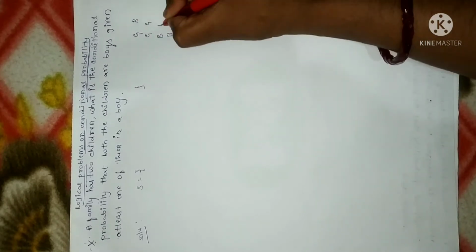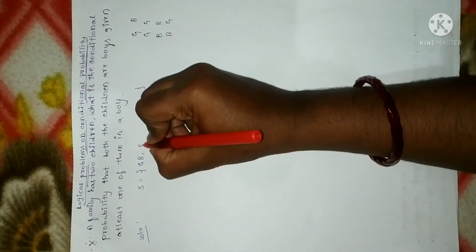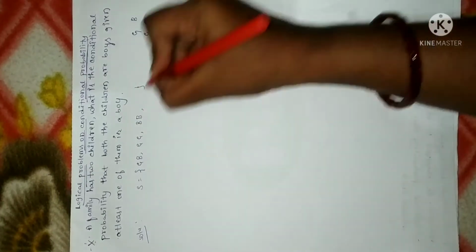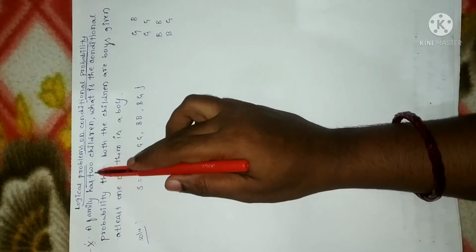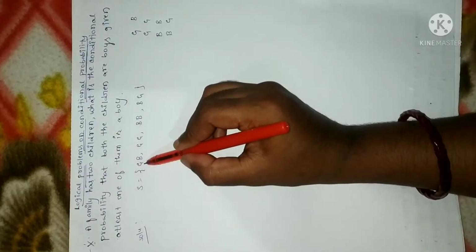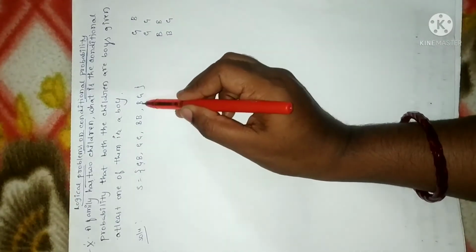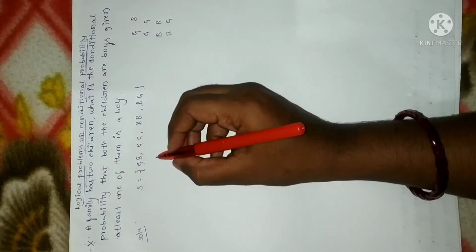Boy girl, girl boy. Either they will be girl and girl, or both the children will be boy and boy, or boy and girl. The possibilities are, see here, the family has 2 children. Those 2 children will be either girl or boy, or both are girls, or both are boys, or one is boy and another is girl. So this is the required sample space, right?